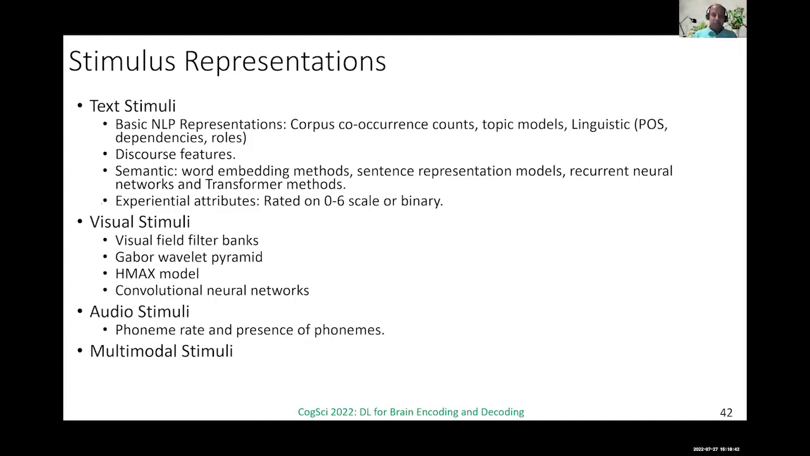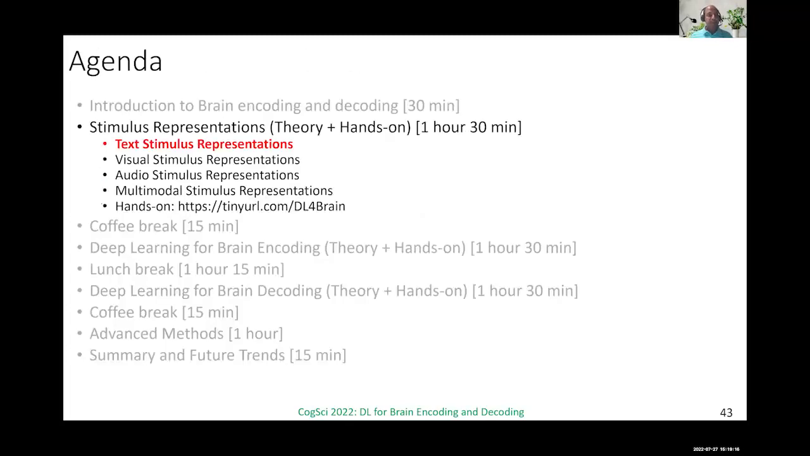Visual stimuli. For these, there are older image processing features like visual field filter banks, Gabor wavelet pyramids, and so on, and then newer kinds as well, which involve deep learning based models like the HMAX model or the convolutional neural network models. Audio stimuli, again, there are basic feature engineering things like phoneme rate and the presence of phonemes. And then there are also deep learning methods, one of them like SoundNet that I'll talk about. And then there are representations for multimodal stimuli as well, using multimodal transformers that we'll talk about, recent work from our group.